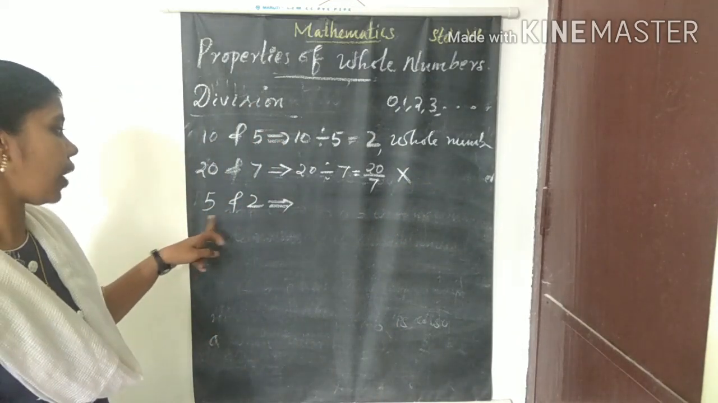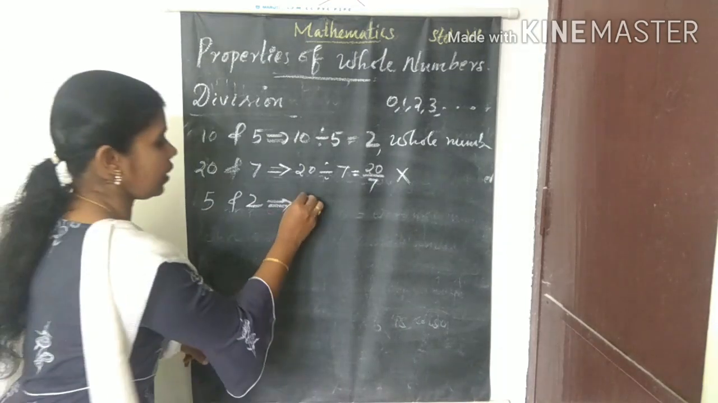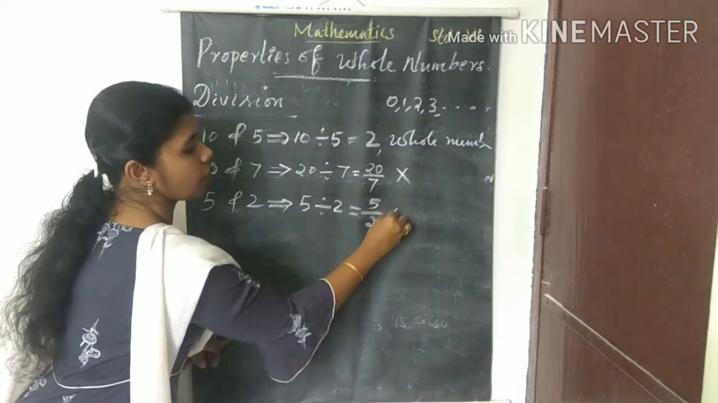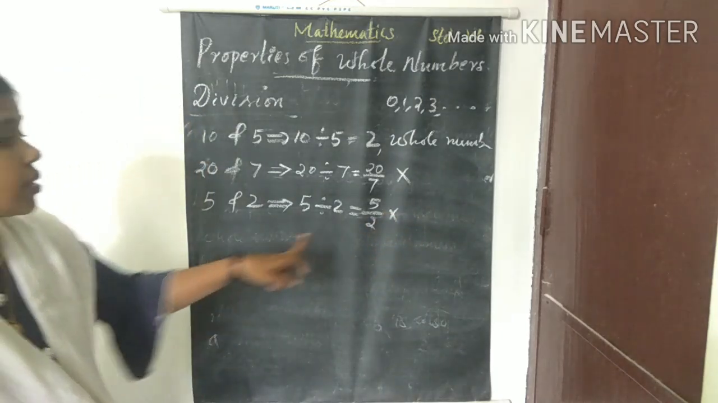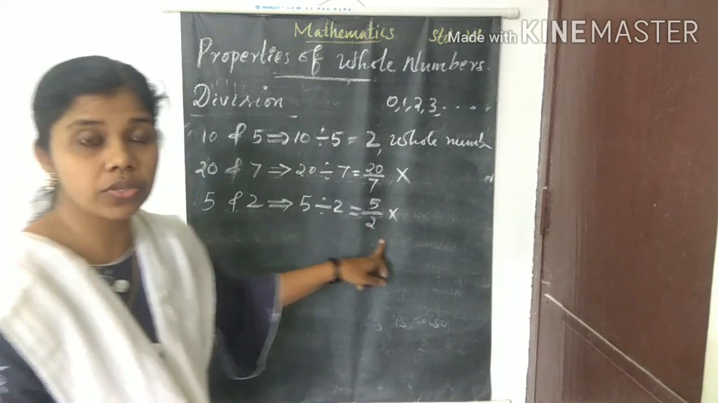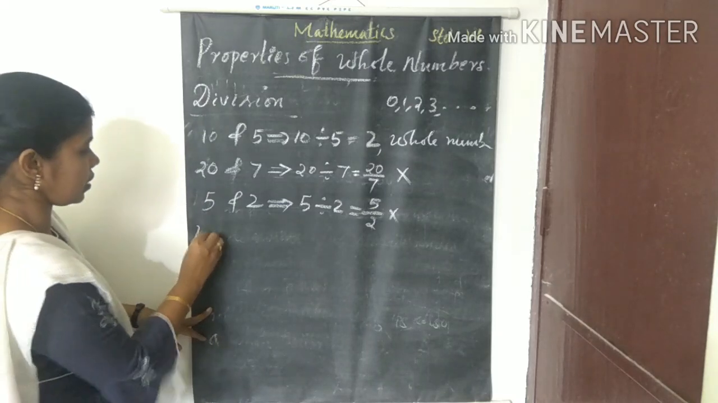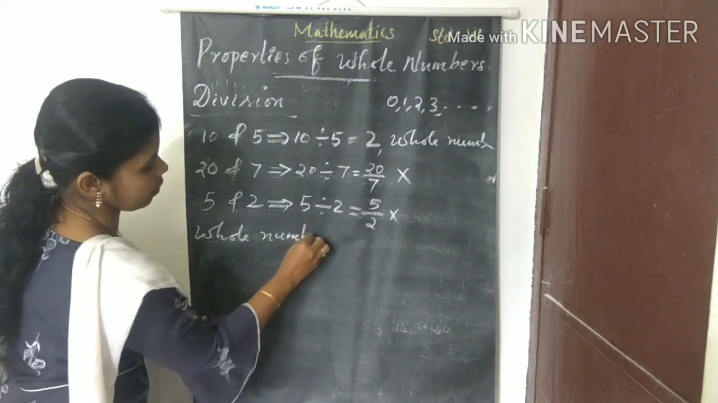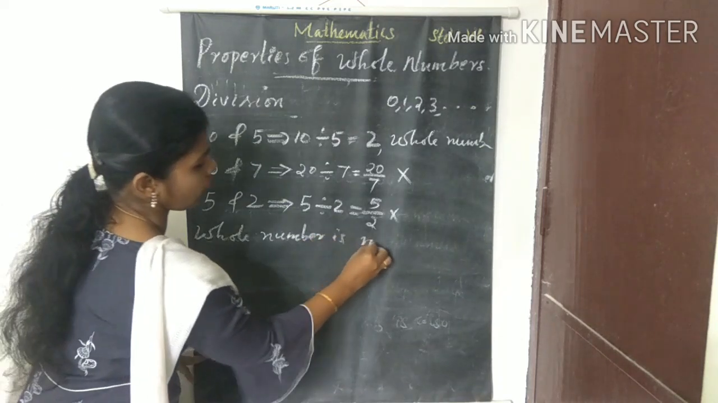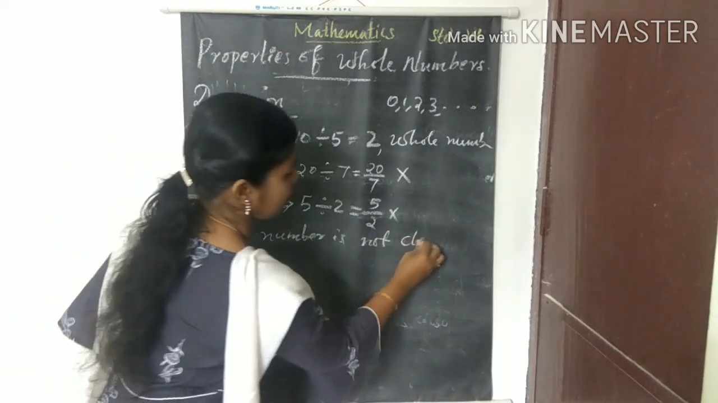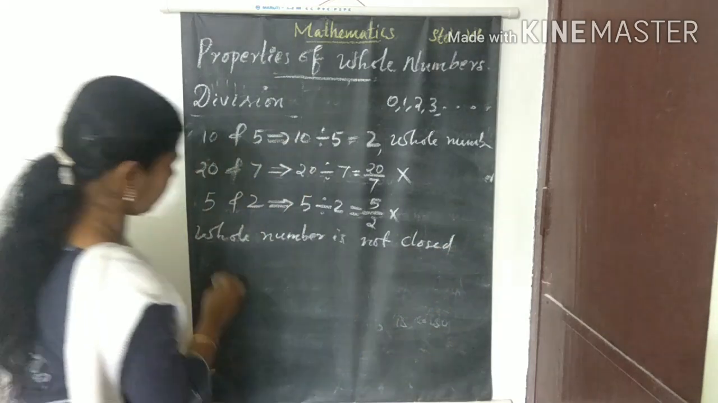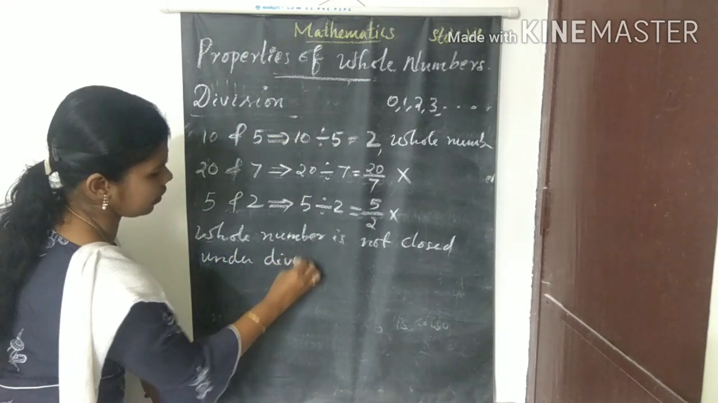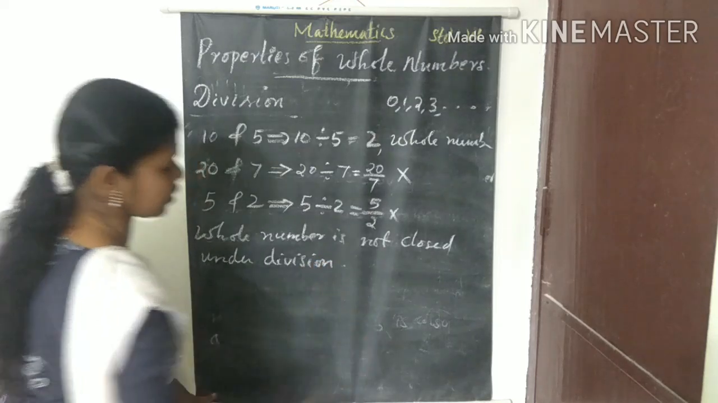Then 5 and 2. What is 5 divided by 2? Here also we got a fractional number. So it is not a whole number. So whole numbers are not closed under division.